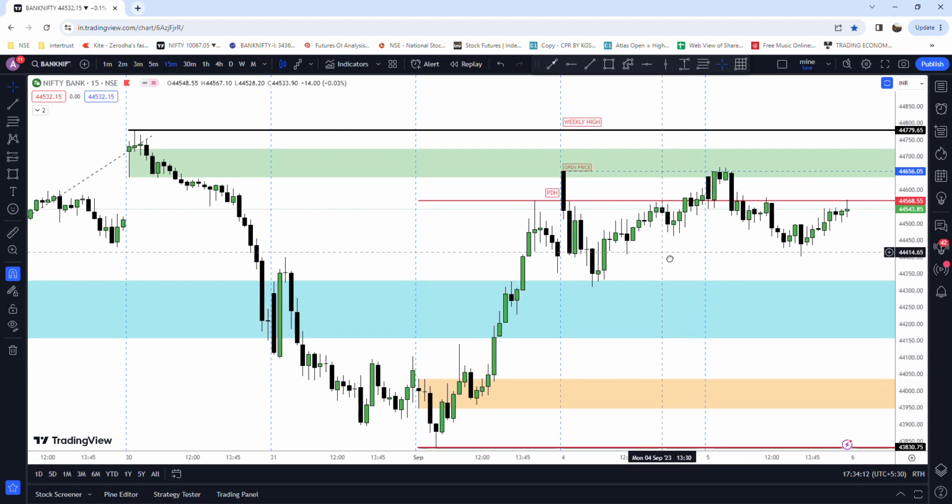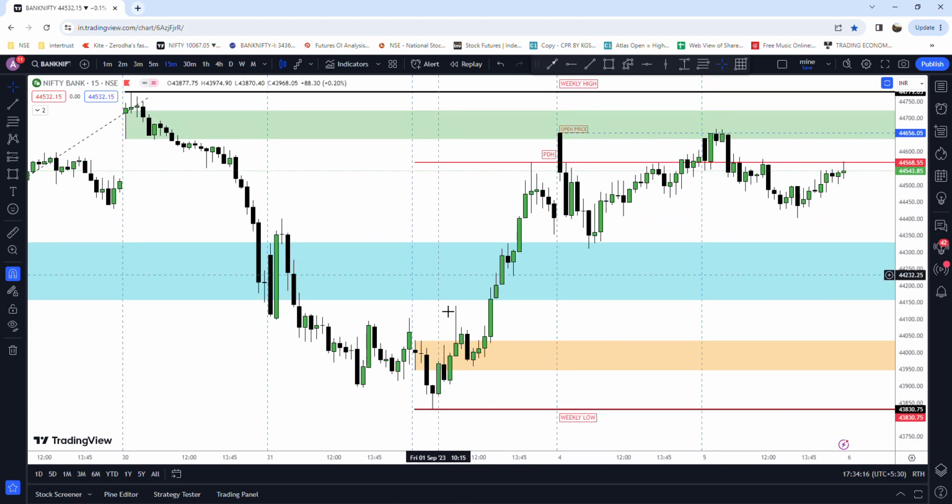As always, we mark the previous day's high and previous day's low over here. In this case, the 1st September high and the 1st September low. The weekly high is marked over here, and the weekly low. In this case, the September 1st low and the weekly low are the same.